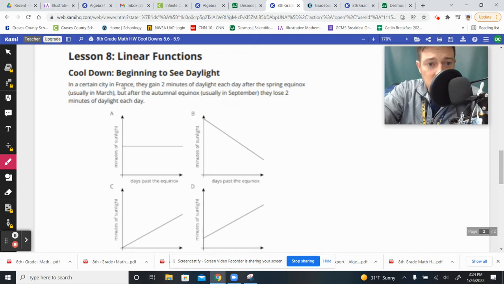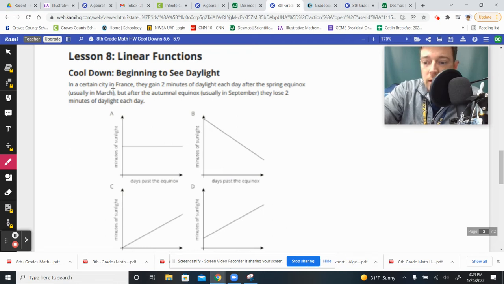Now in France, which is in the northern hemisphere, and we also live in the northern hemisphere, so we're going to see very similar changes, but they gain 2 minutes of daylight every day after the spring equinox. So usually somewhere in March, we'll hit our equinox, and at that point, days are going to start to get longer. You guys notice this. You've probably seen it happen before.